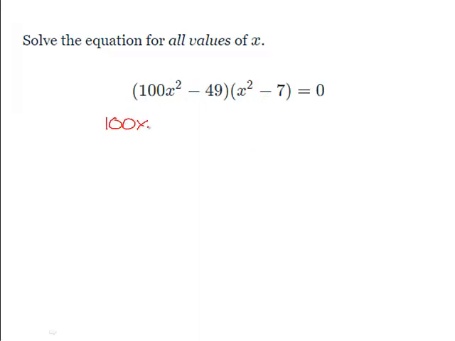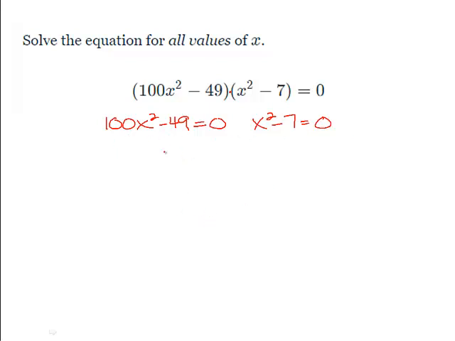I'm skipping right to setting each factor equal to 0. So how do I know that this is factored? Look at this setup. It has a set of parentheses, no operation here, and another set of parentheses. That means that these are being multiplied. And that's what factored form is, a bunch of things being multiplied together. If we have that and it's equal to 0, it's already been factored. So we can set each factor equal to 0.